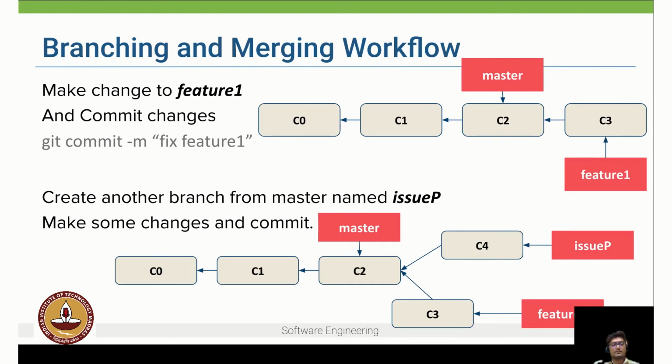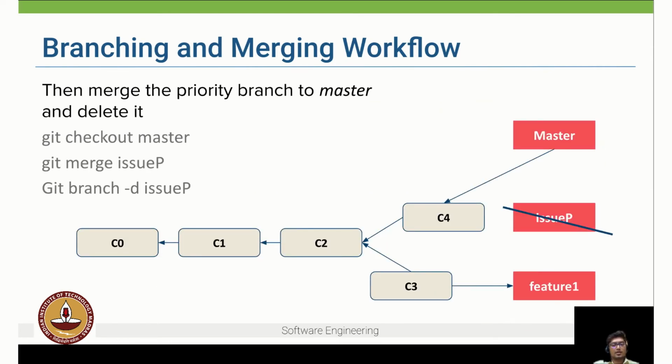Now, as we have seen, while you were working, an issue was reported and you started working on that issue through the branch issue p. You created a branch issue p, you made some changes and you committed those changes through branch issue p. So another commit will be created for that. Let's call it C4. So your issue p is on C4, feature 1 is on C3 and master is on C2.